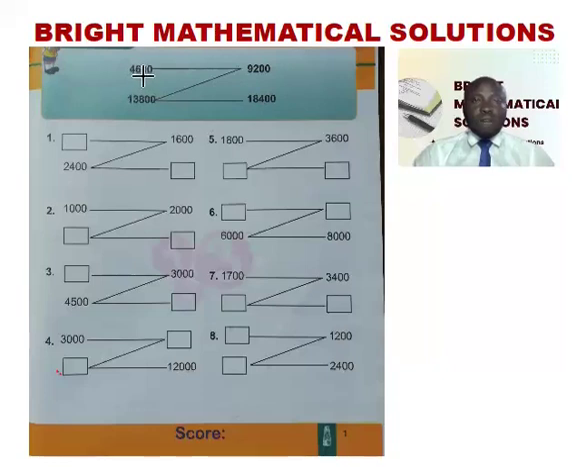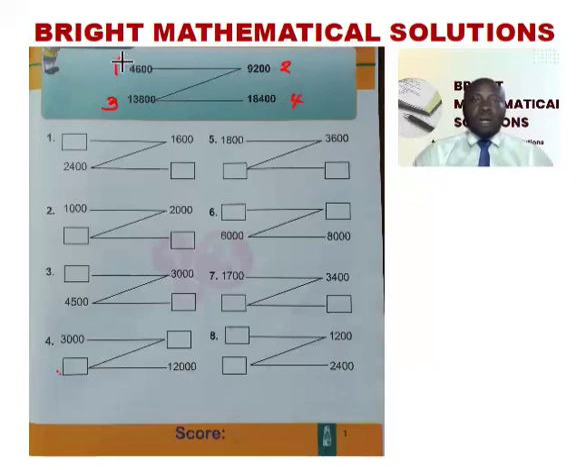So, if you add 4,600 to this, which is the basic, you will get 9,200. If you add another 4,600 to this, it will lead you to 13,800. If you add another 4,600, it will lead you to 18,400. Or better still, you can put 1, 2, 3, 4.